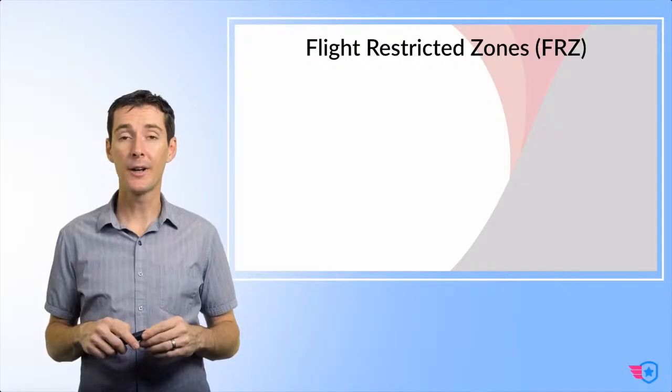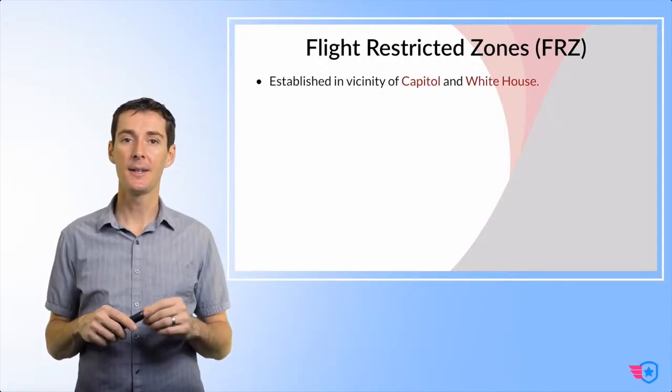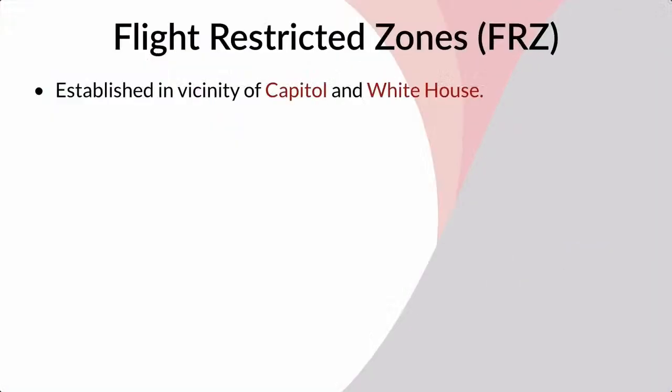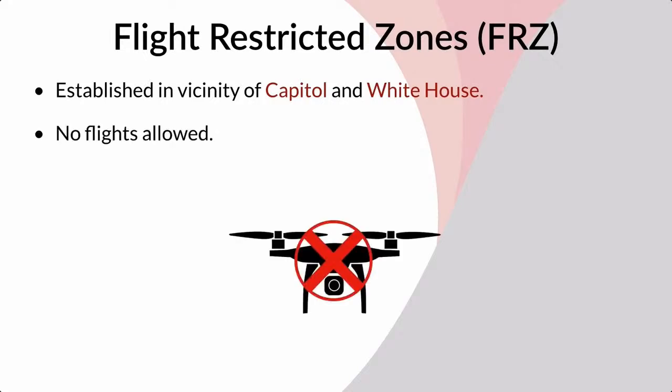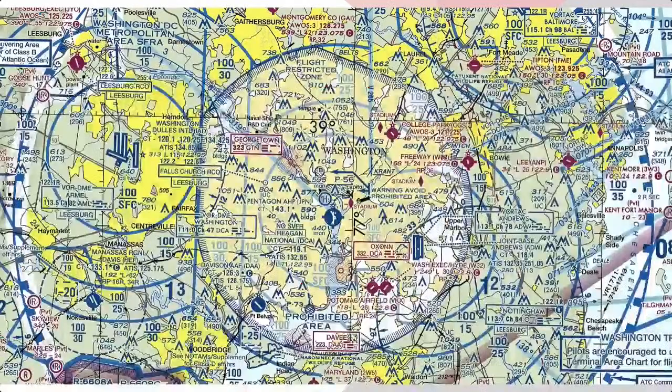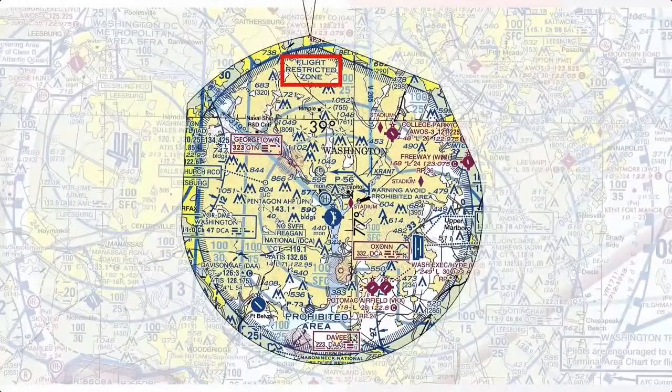Here's another one called Flight Restricted Zone, FRZs. These are established around the Capitol and around the White House. Guess what? Can't fly there, which makes sense, right? These are very simple flight restriction zones. You can see them right here. It says flight restriction zone, and it's this big whole area right here. There's no flying in here.